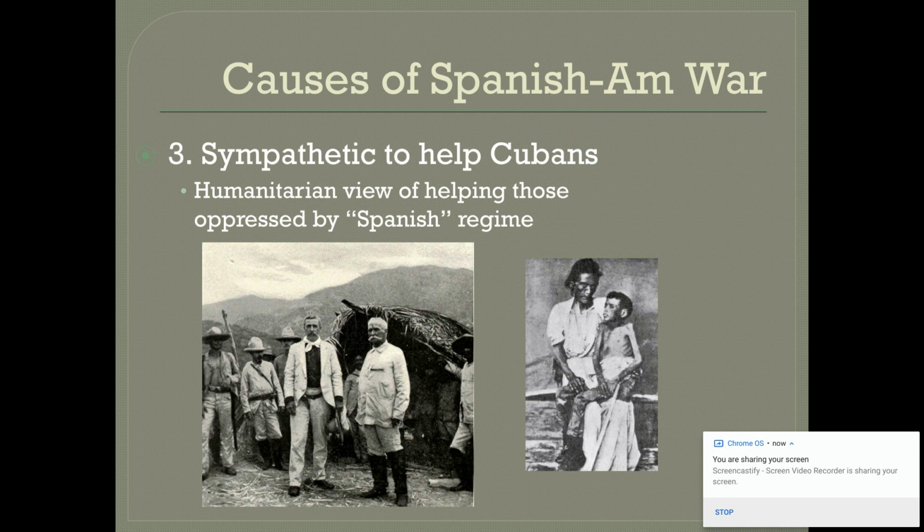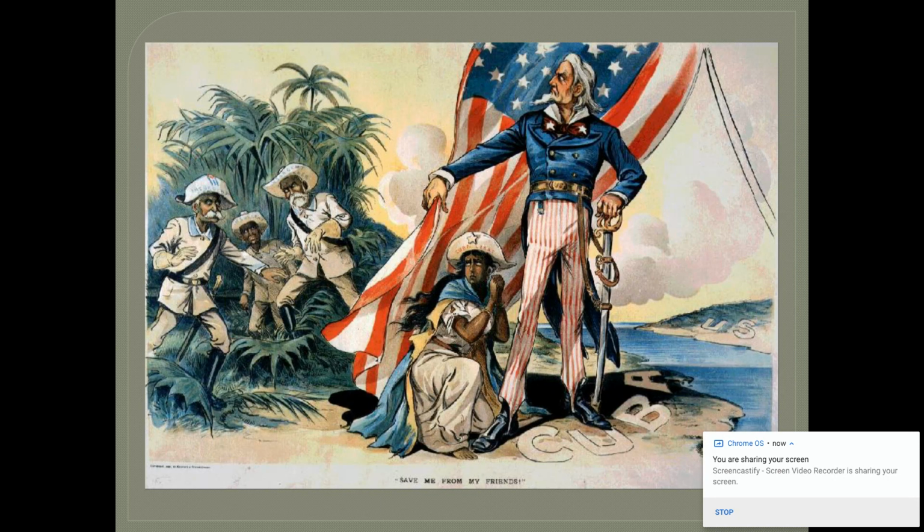The other reason why the Spanish-American War happens, and this is the third reason, was because many Americans were sympathetic to help Cubans. They saw it as a way to help these poor people out of the situation that they were in, that the Spanish were being mean to them. So they had a humanitarian view of helping those oppressed by the Spanish regime. Again, another picture displaying Uncle Sam protecting the Cubans against the Spanish. Save me from my friends, which you see Uncle Sam standing over this young lady.